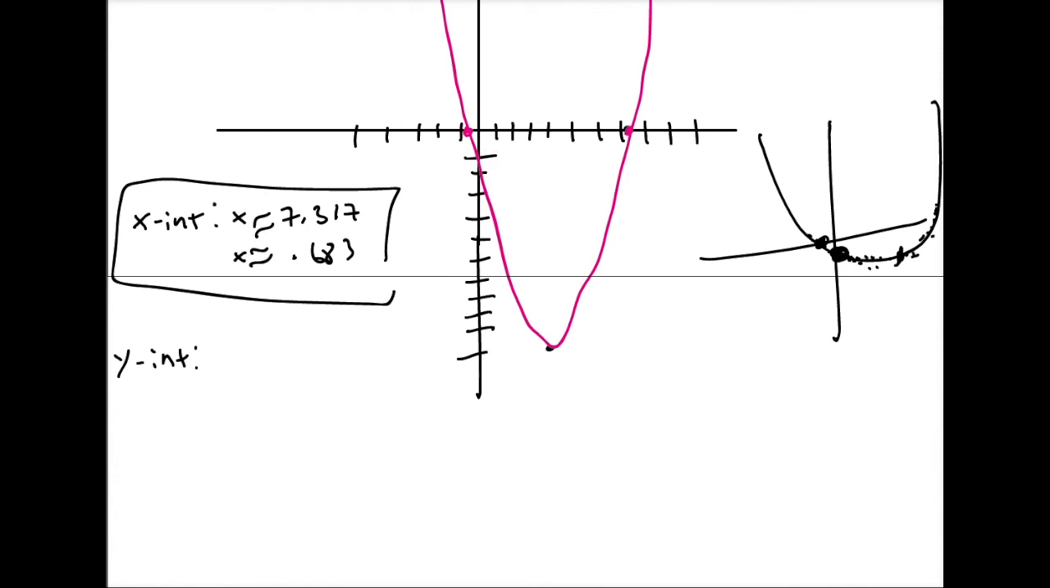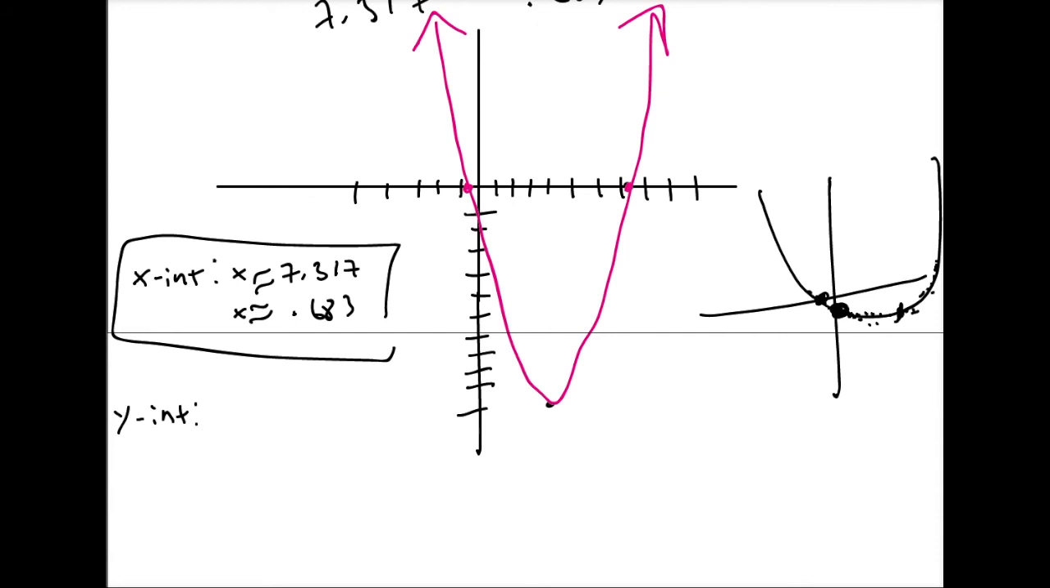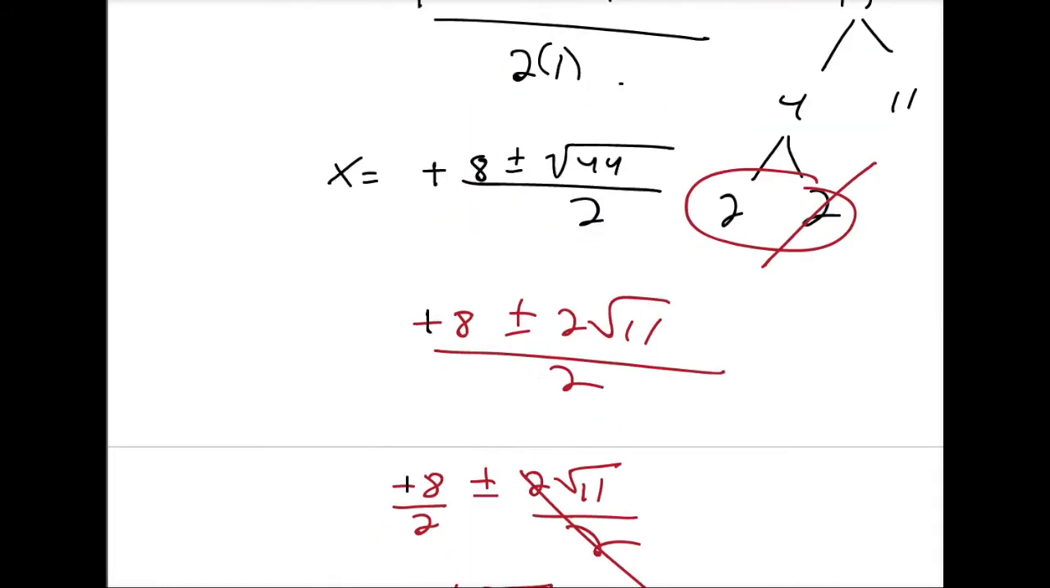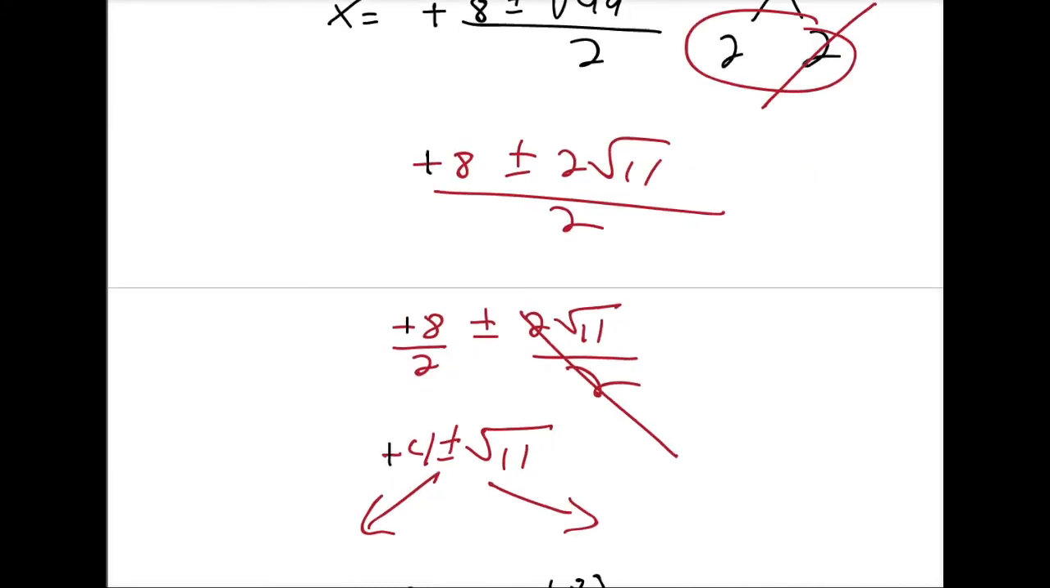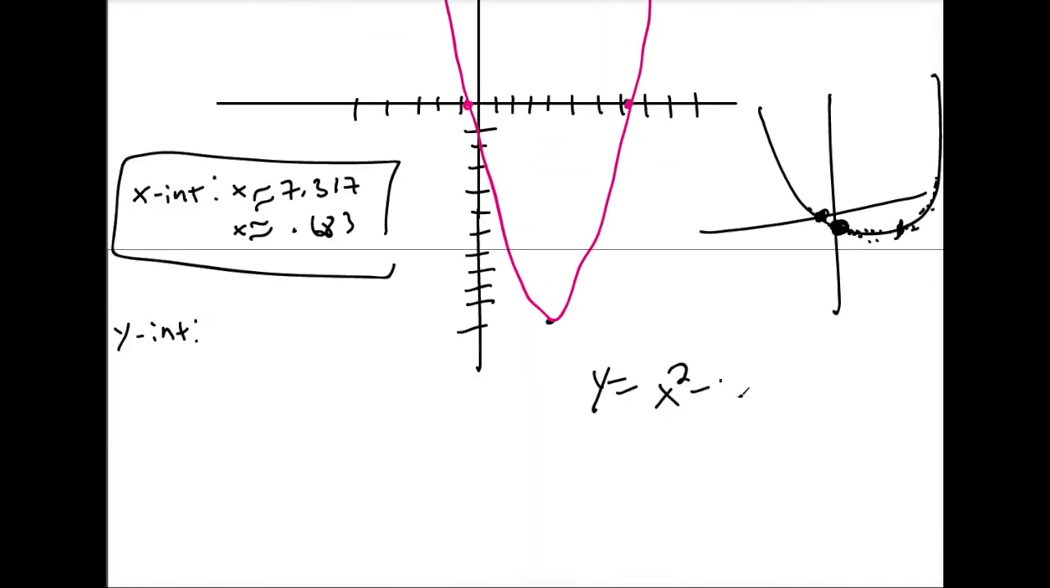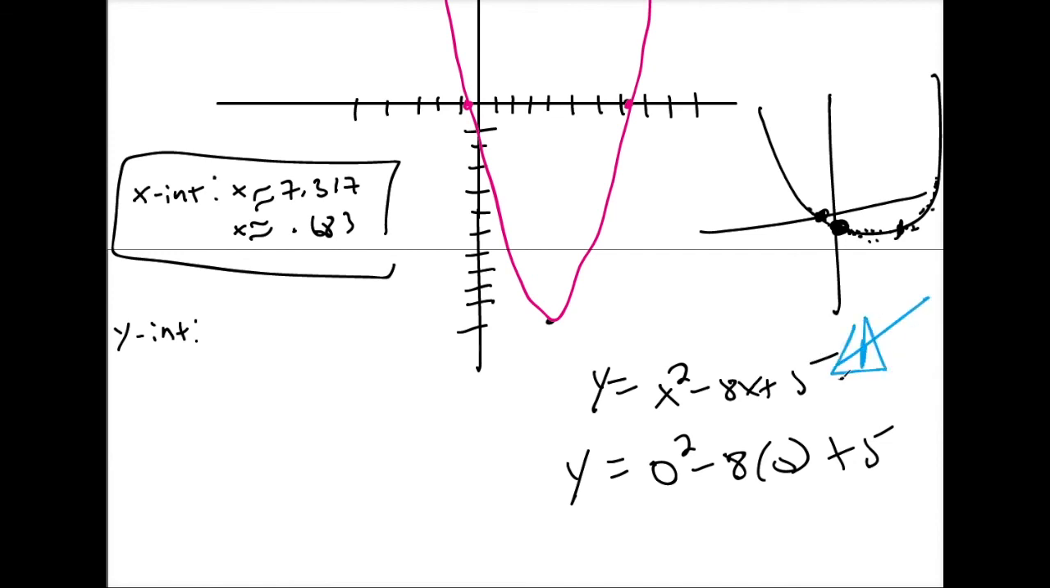Okay, but how do you find the y-intercept? You set all the x's to 0. Yes. So let's write it again. y is equal to x squared minus 8x plus 5. What are we going to set equal to 0? All the x's. So 0 squared minus 8 times 0 plus 5. The y-intercept is also just the number at the very end if you don't have anything else. So what is our y-intercept? 5. Yes, y is equal to 5.